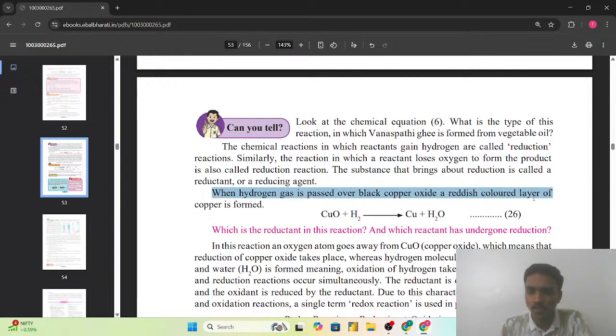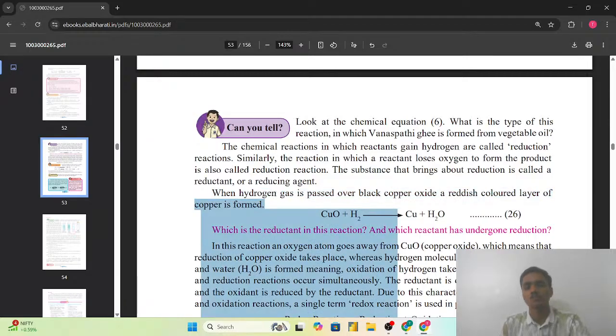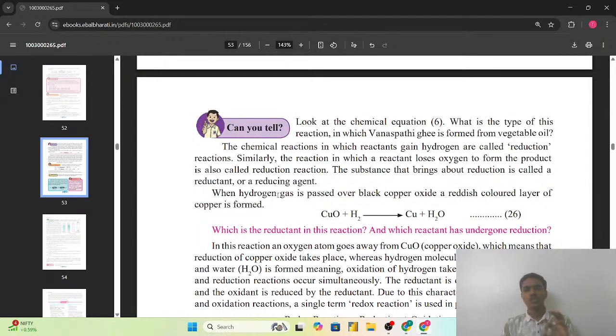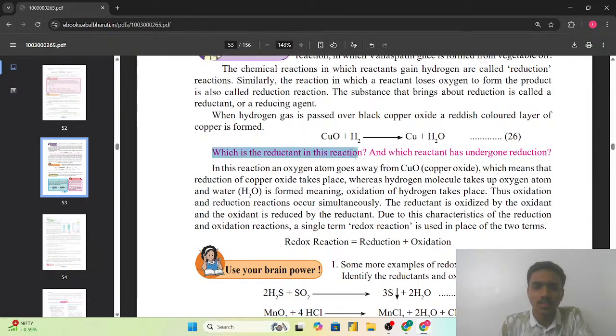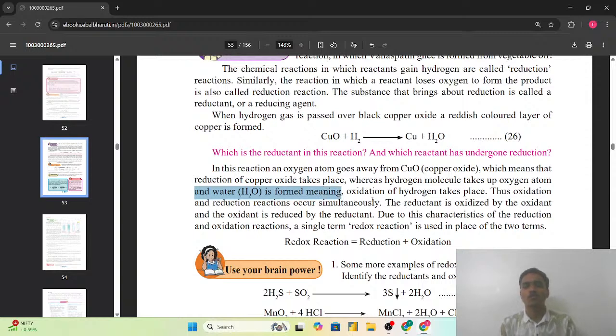So when hydrogen gas is passed over black copper oxide, a reddish colored layer of the copper is formed. मतलब कॉपर की एक रेडिश कलर की लेयर हमें वहां पर मिलेगी, which is reductant in this reaction and which is reductant has undergone a reduction. In this reaction, an oxygen atom goes away from the copper oxide, which means that reduction of the copper oxide takes place, whereas hydrogen molecule takes up oxygen atom and water is formed, meaning oxidation of the hydrogen takes place. Thus, oxidation and reduction reaction occur simultaneously.